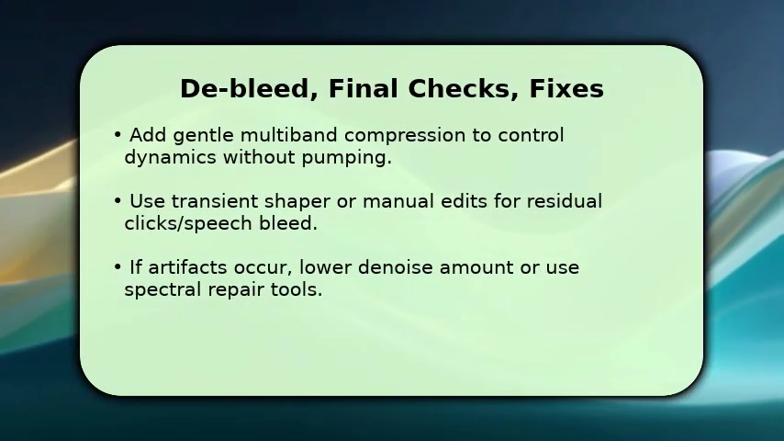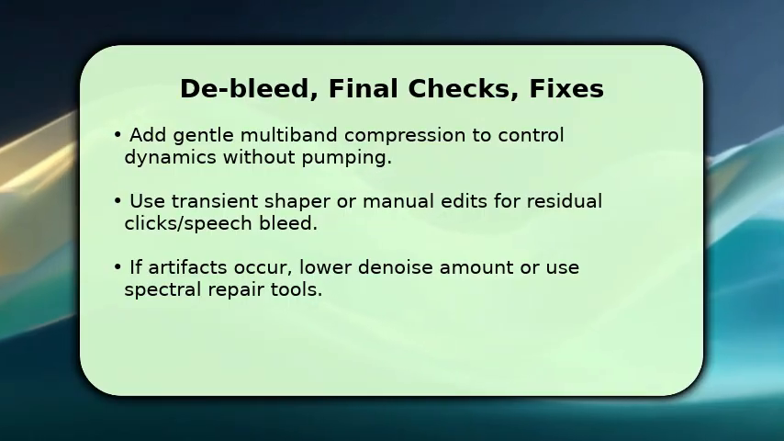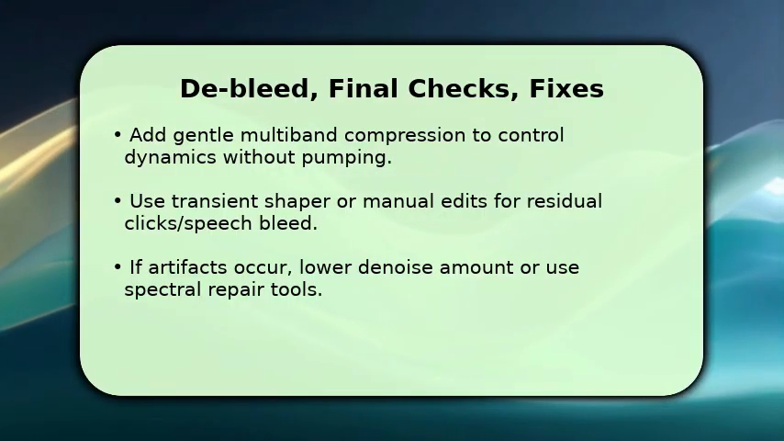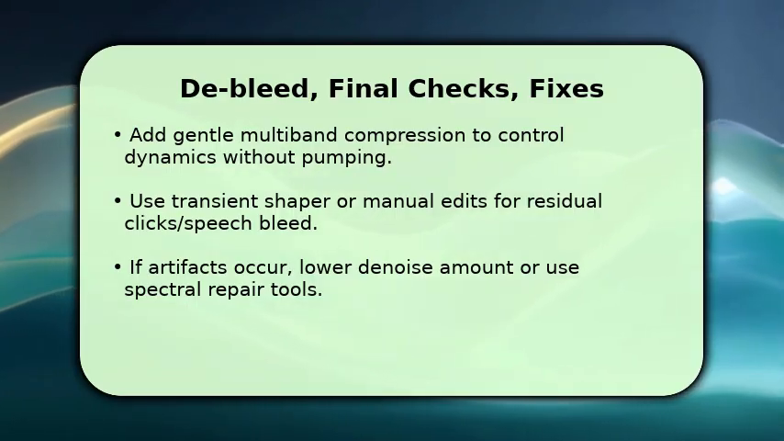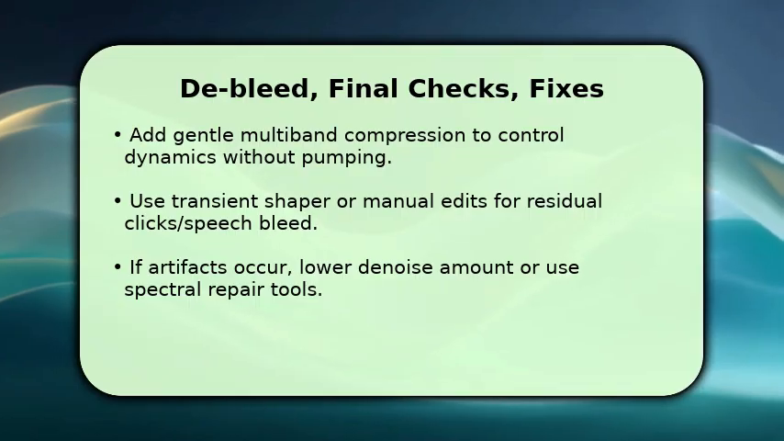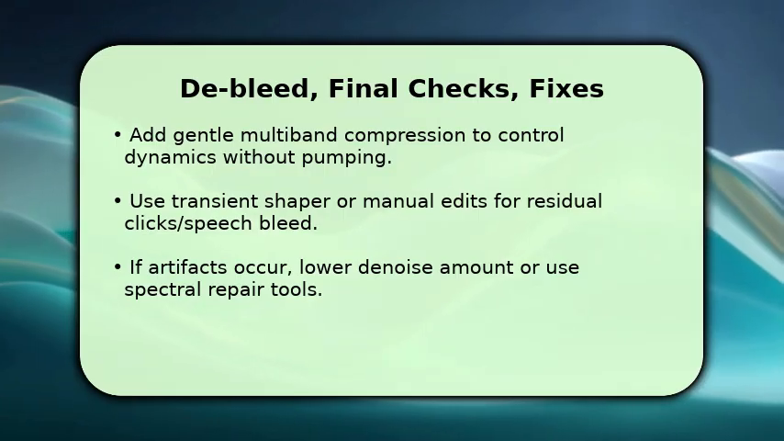Finish by taming dynamics and removing remaining bleed. Insert a subtle multiband compressor to even levels without causing pumping. Keep low ratios and slow attack. Use a transient shaper or zoom in to manually remove or reduce isolated sibilants, clicks, or speech bleed.